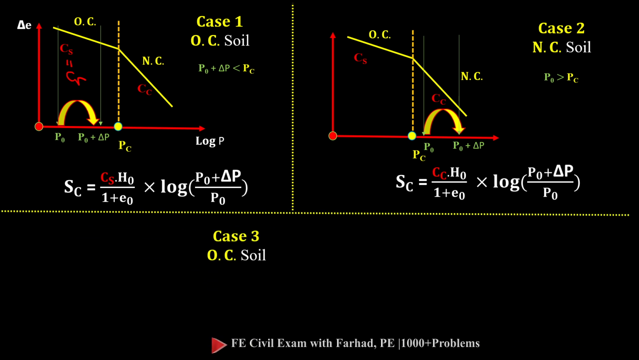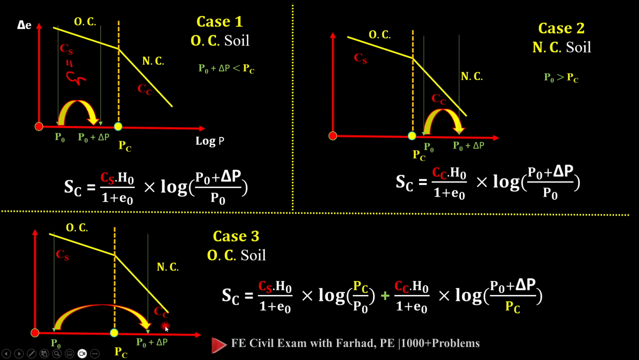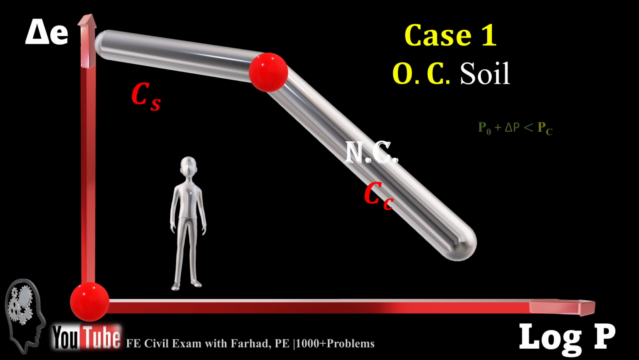And the last condition is when one foot stands before PC and the other, P naught plus delta P, goes beyond PC. In such a case, we have to dissect our formula and use this bigger formula, which we go through in detail. So this is the overview of the concept of using these formulas, which we reviewed in the handbook.